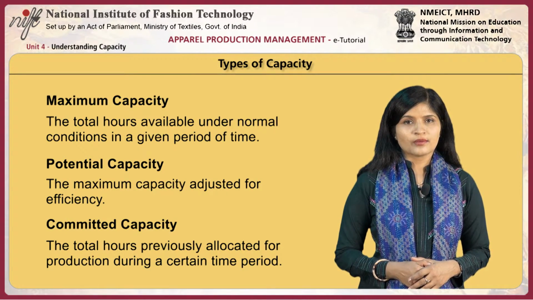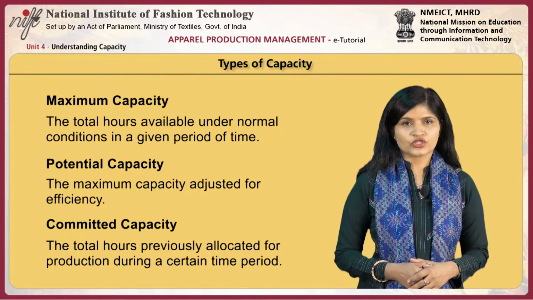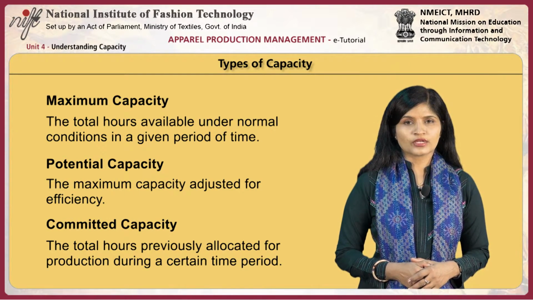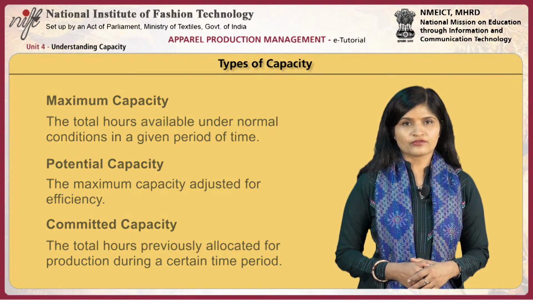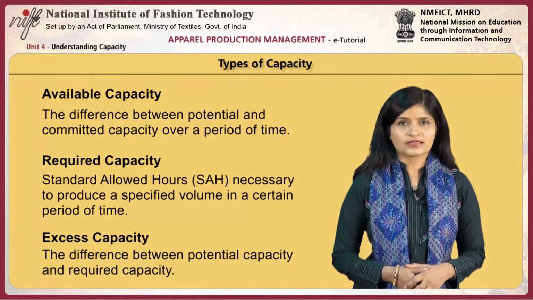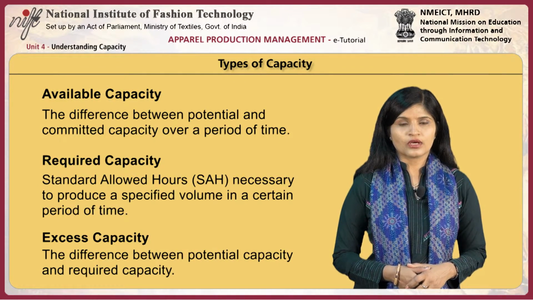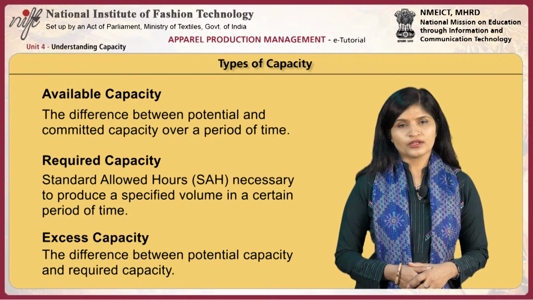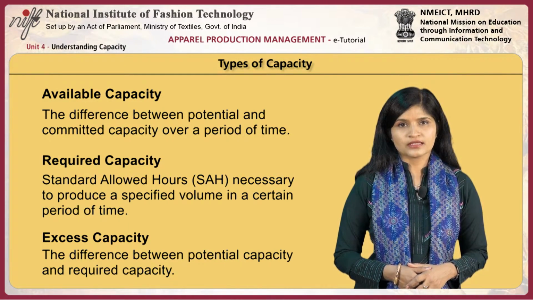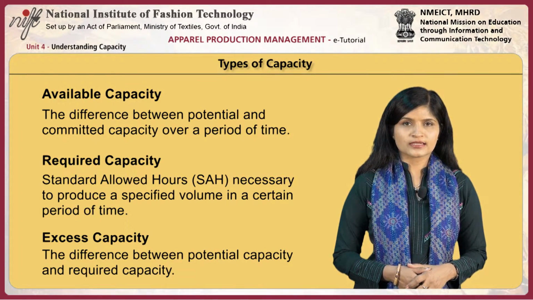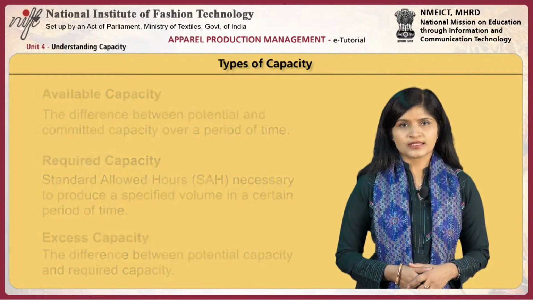Potential capacity is maximum capacity adjusted for efficiency. Committed capacity is the total hours previously allocated for production during a certain period of time. Available capacity is the difference between the potential and committed capacity over a period of time. Required capacity is the standard allowed hours necessary to produce a specified volume in a certain period of time. Excess capacity is the difference between the potential capacity and the required capacity.